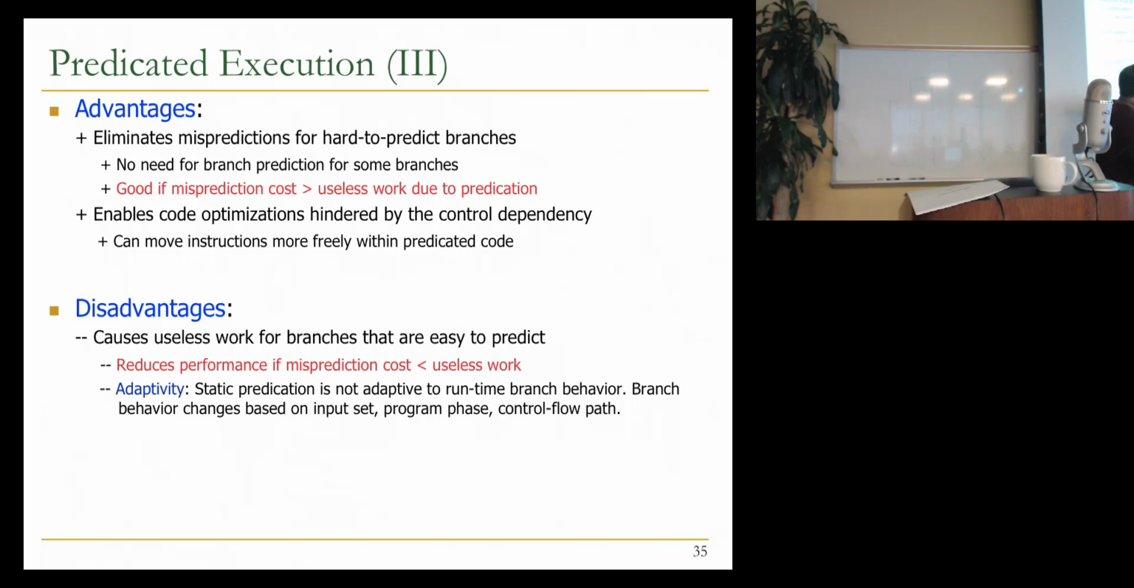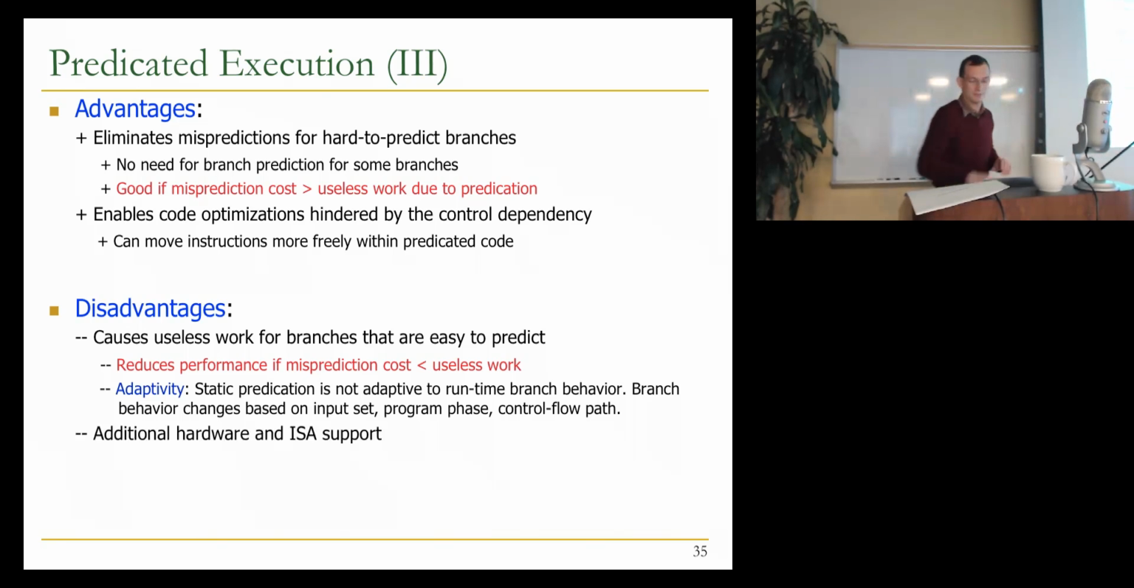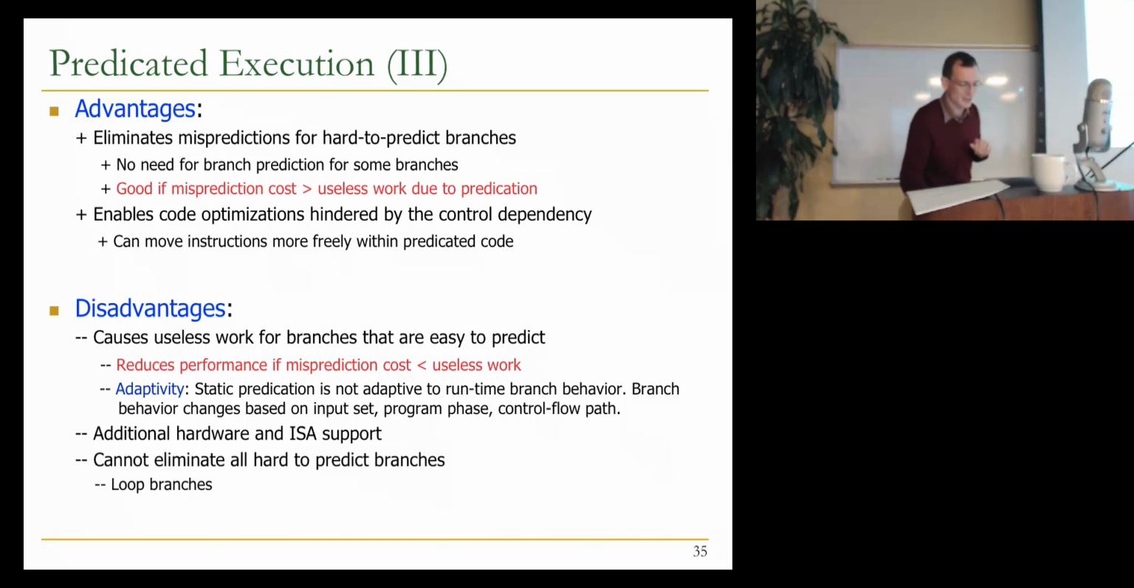because completely eliminating a branch is not adaptive to runtime branch behavior. People have found, and we've done research in this, that branch behavior changes based on many things: input sets, program phase, which control flow path you're following. So you really would like to adapt. And if you eliminate the branch, you've given up your choice. And of course, you need additional hardware and ISA support. That's kind of obvious.